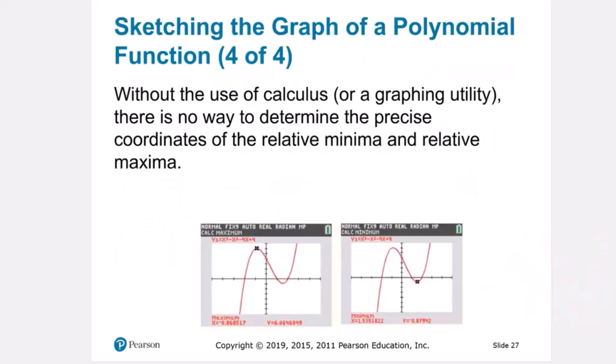Without the use of calculus or a graphing utility, there is no way to determine the precise coordinates of the relative maximum or relative minimum. But they're relative because I know what's happening before and I know what's happening after. Increasing then decreasing makes it a max, decreasing then increasing makes it a min.